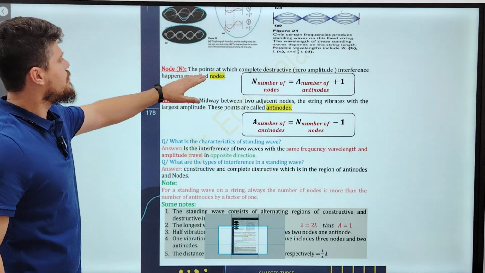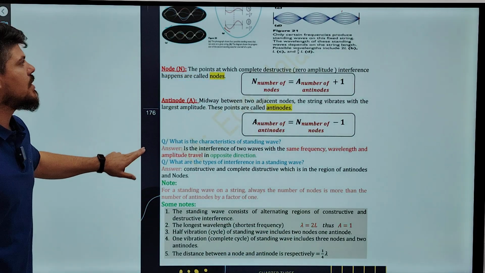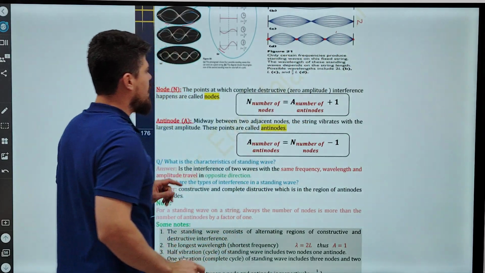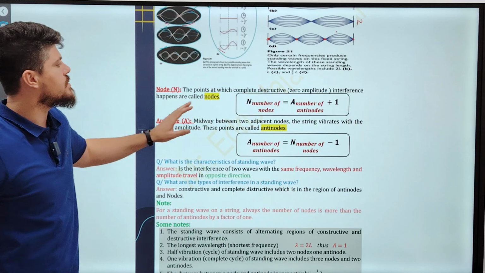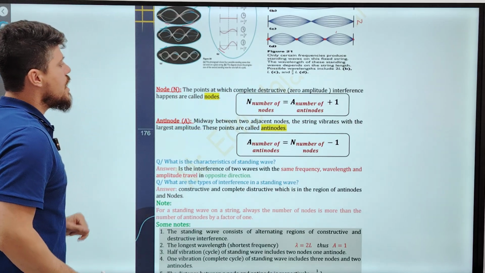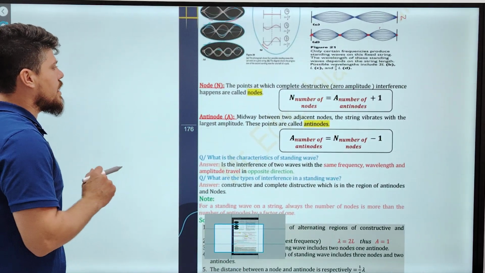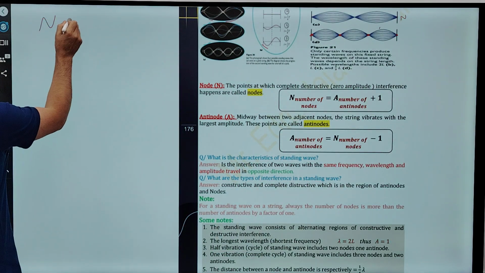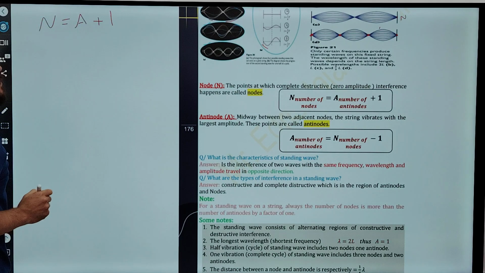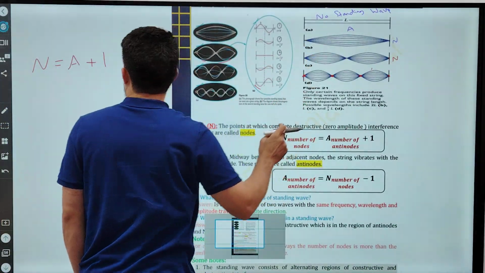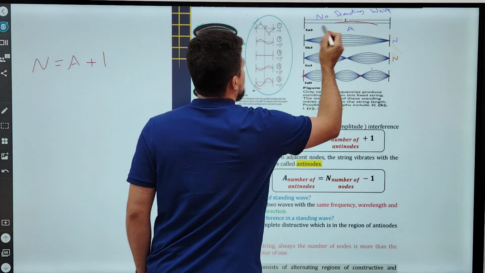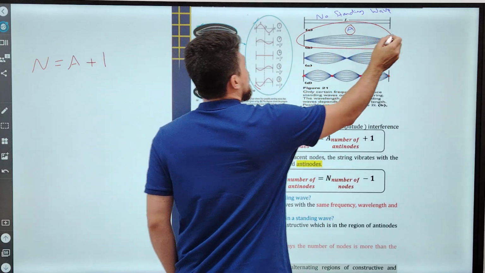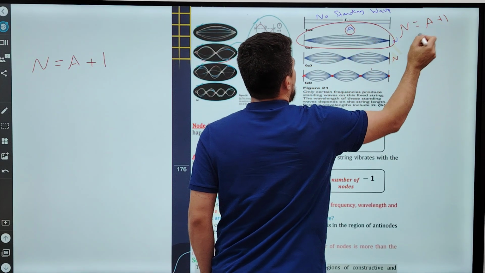The definition of node: the points at which complete destructive interference happens are called nodes. Node is a complete destructive. This is a node. Zero amplitude, zero displacement. Nodes in a string are always equal to antinodes plus 1. Okay? N is equal to what? A plus 1. For example, in this figure, we have one antinode, the simplest standing wave. How many antinodes do we have? 1. How can we determine the nodes by equation? N is equal to A plus 1.